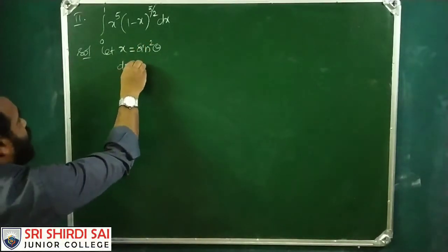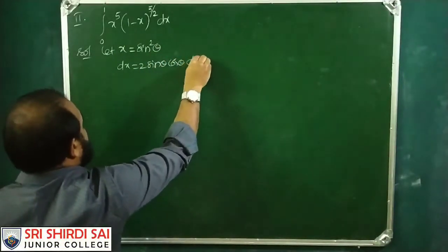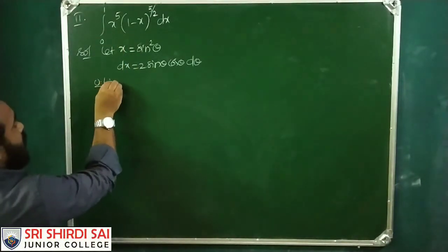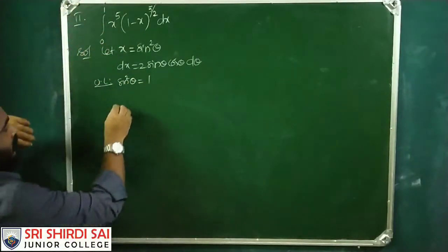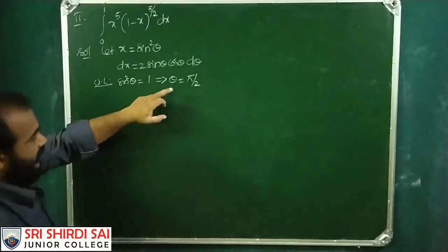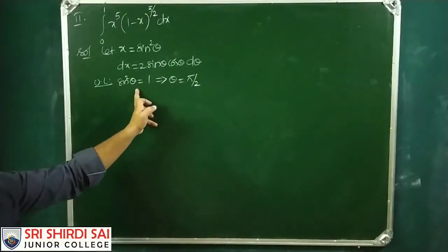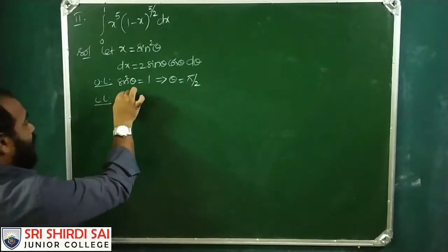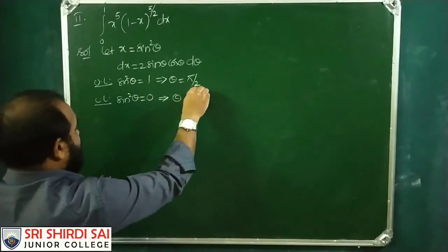So dx equals 2 sine theta, the derivative of sine theta is cos theta d theta. Next, change the limits. Upper limit: sine square theta is equal to 1. So theta is equal to 90 degrees, because sine 90 is 1. So 1 can be written as sine square 90. Sine square theta equals sine square 90, theta equals 90 degrees, pi by 2. Lower limit: sine square theta equals 0, then theta is equal to 0 degrees.